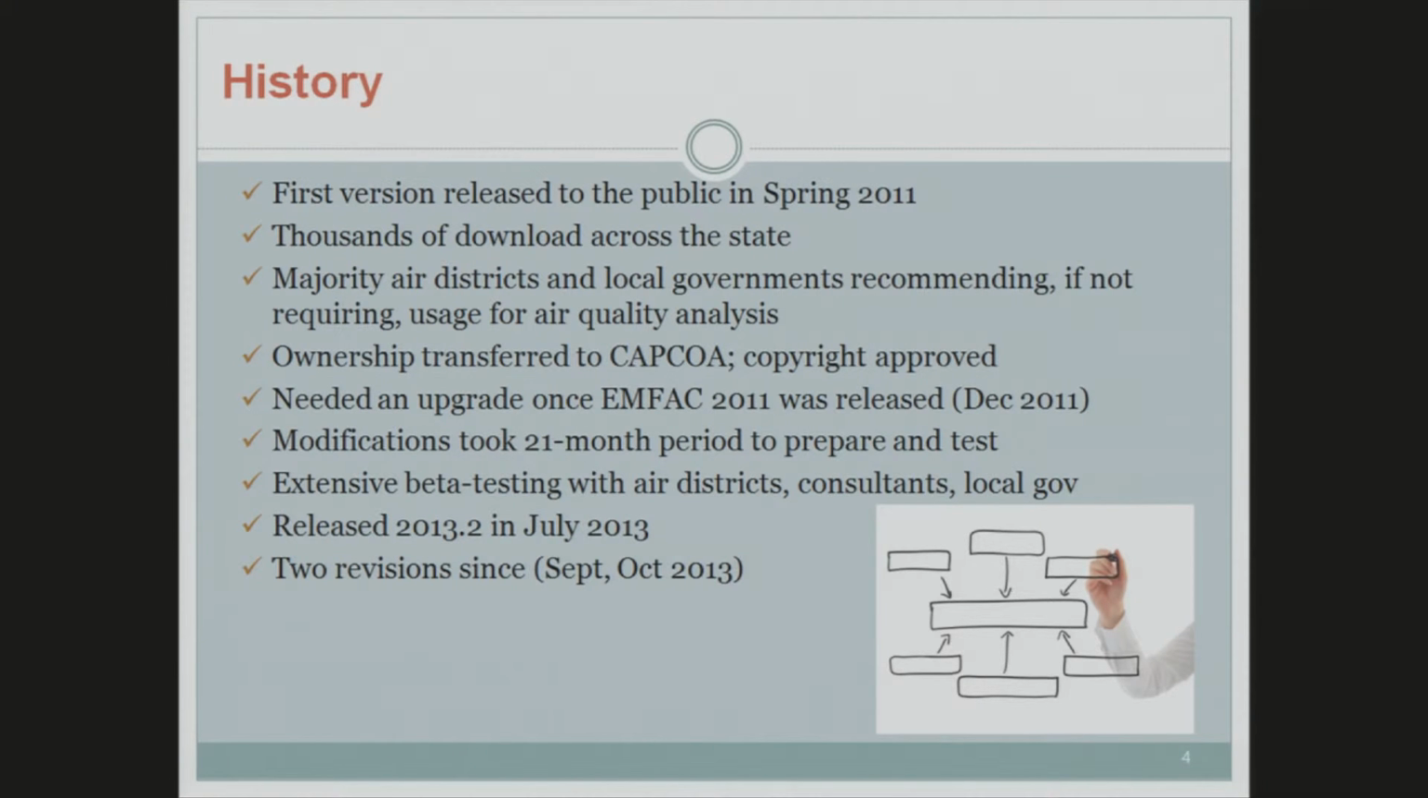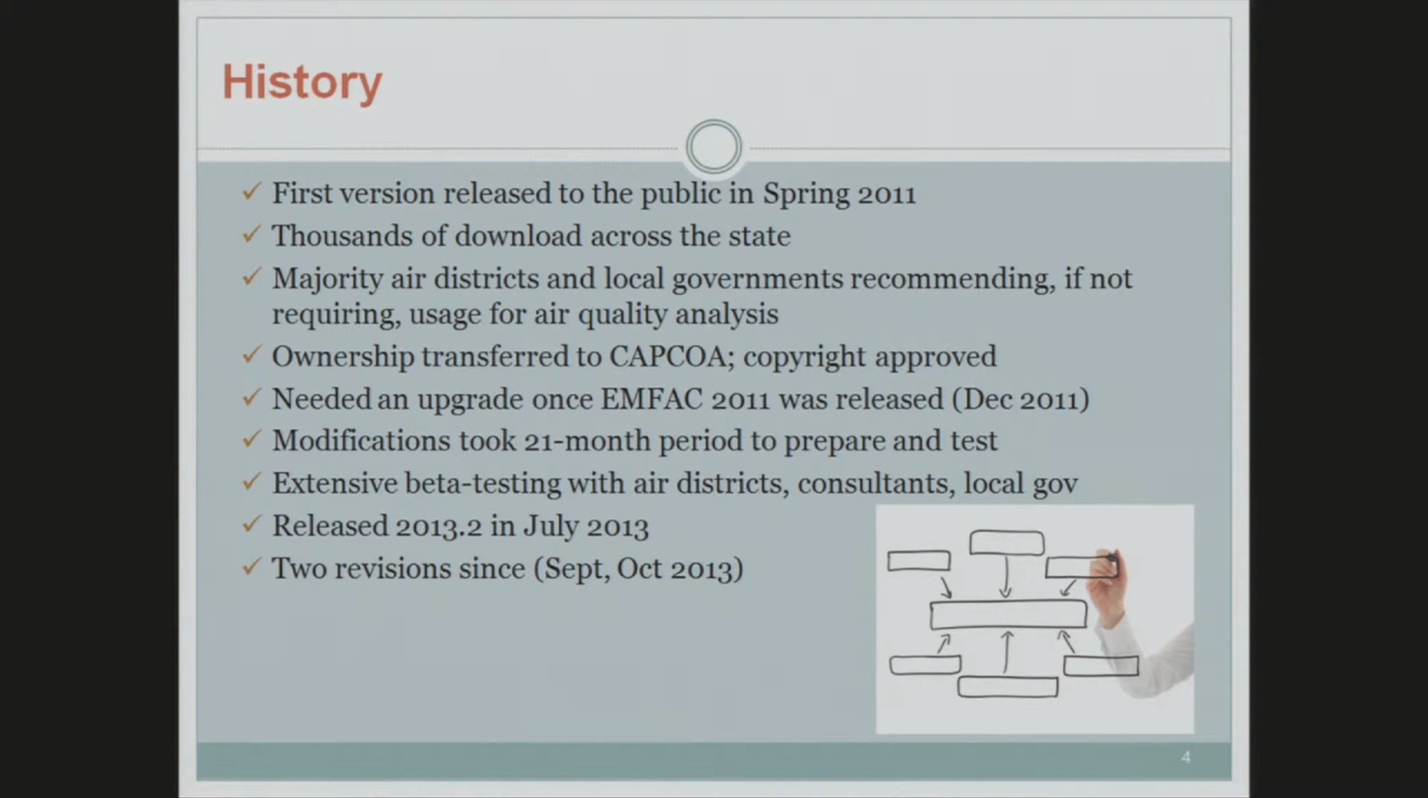The ownership has been passed over to the California Air Pollution Control Officers Association, CAPCOA. CAPCOA is the umbrella organization for our 35 air districts in the state of California. And we were also able to obtain the copyright for the name CalEEMod. So you'll see the little R now applied to the name.